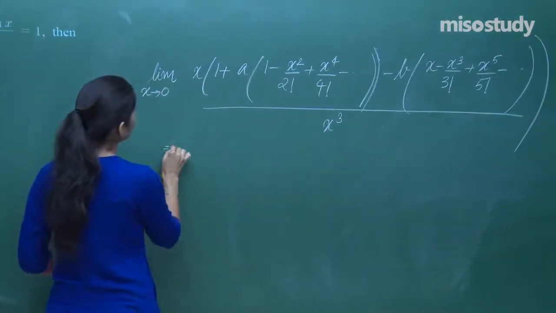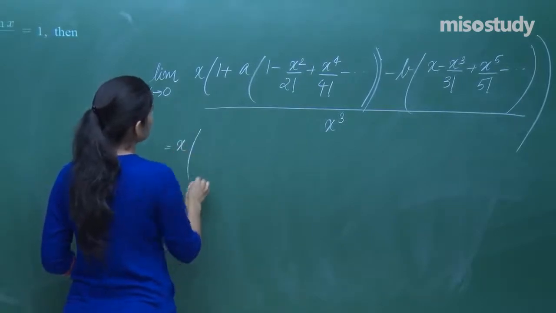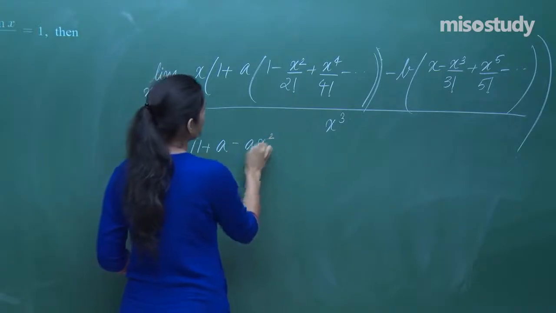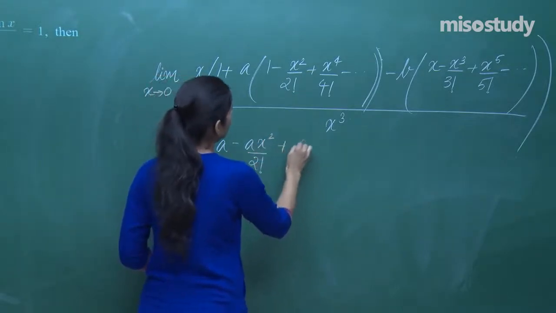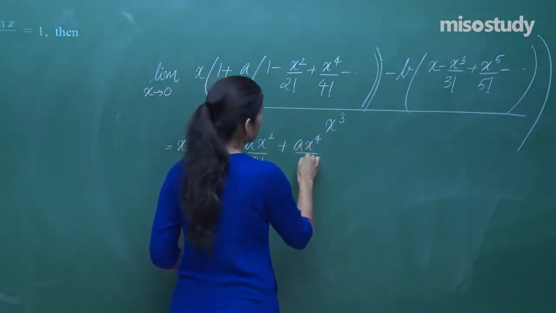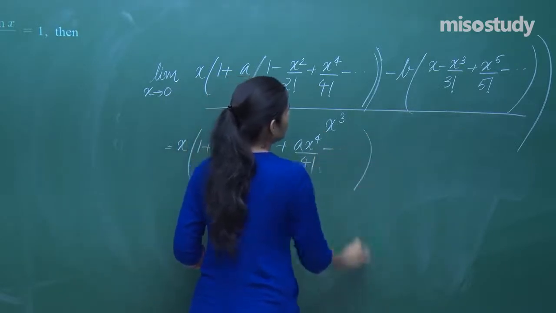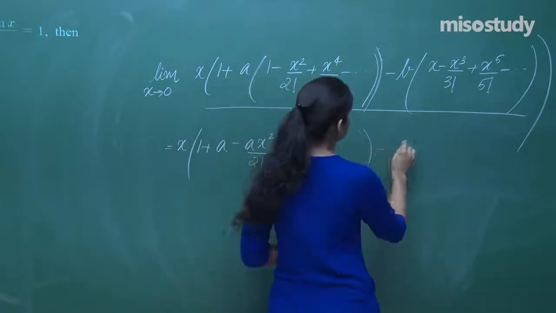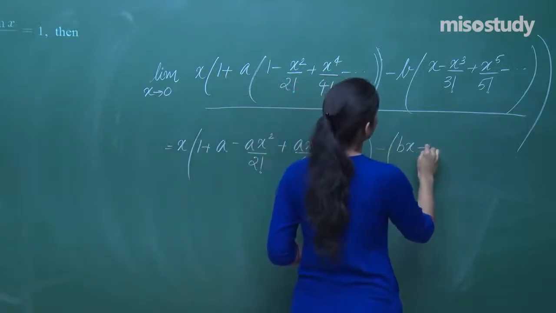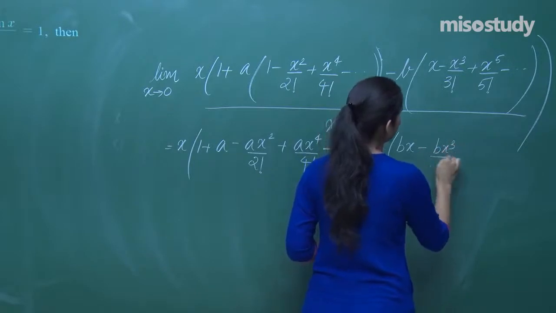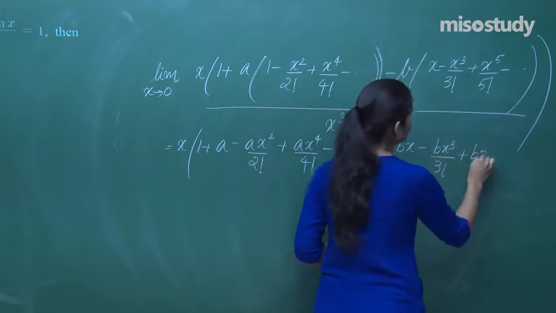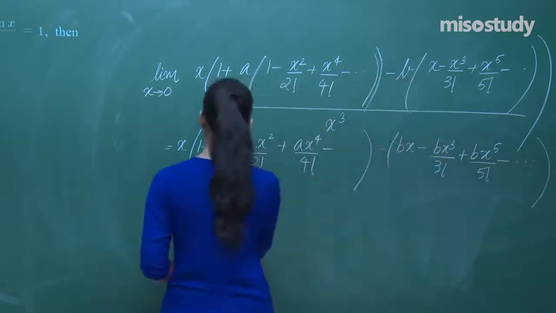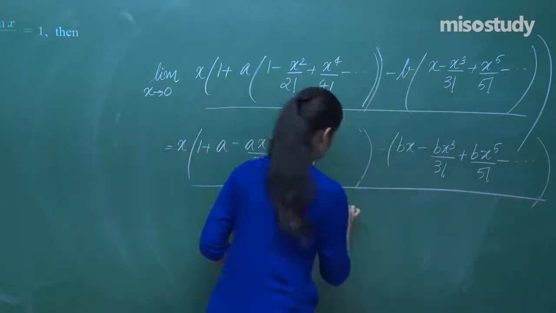Just open this up, you get what? X is outside, 1 plus a minus ax square by 2 factorial plus ax to the power 4 by 4 factorial and so on. So x is only multiplied by this, minus bx minus bx cube by 3 factorial plus bx to the power 5 by 5 factorial and so on, whole upon x cube.